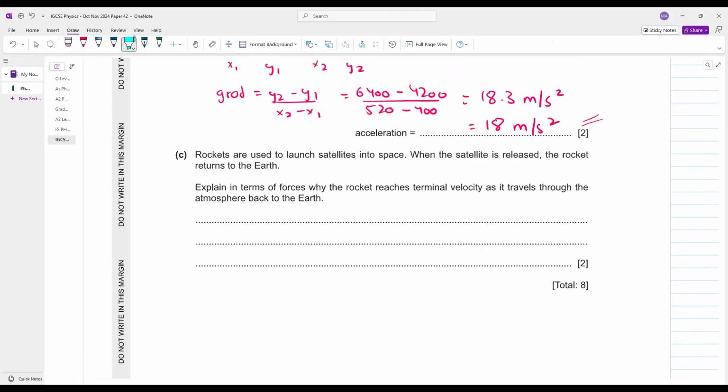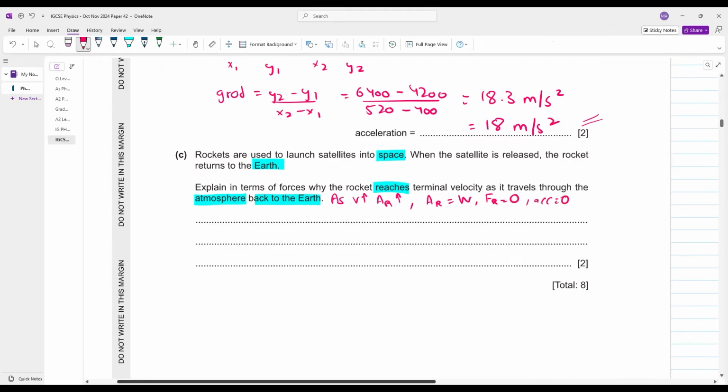Rockets are used to launch satellites into space, okay? When the satellite is released, the rocket returns to Earth, okay? Explain in terms of forces why the rocket reaches terminal velocity as it travels through the atmosphere back to the Earth. So what will you say? As speed of rocket increases, air resistance increases. What will happen? Air resistance becomes equal to weight. Resultant force 0 हो जाएगी. Acceleration becomes 0. You reach a constant terminal velocity.